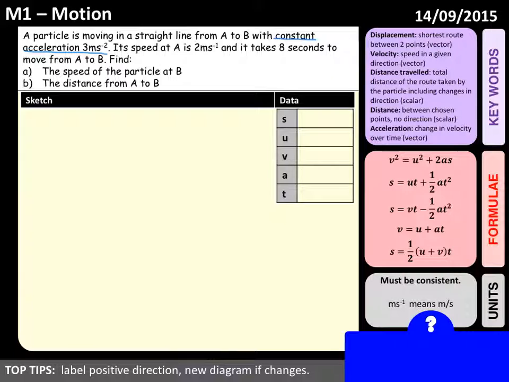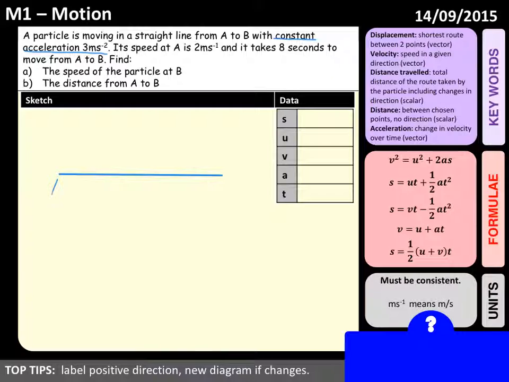They will hold. We're also told that its speed at A, where it's starting from, is 2 meters per second, so that tells us it's going to be an initial velocity, and we're also told that it takes 8 seconds to do that motion from A to B. Okay, so we're going to start with our sketch to get all of our information on a diagram, and then we can start looking at the data.